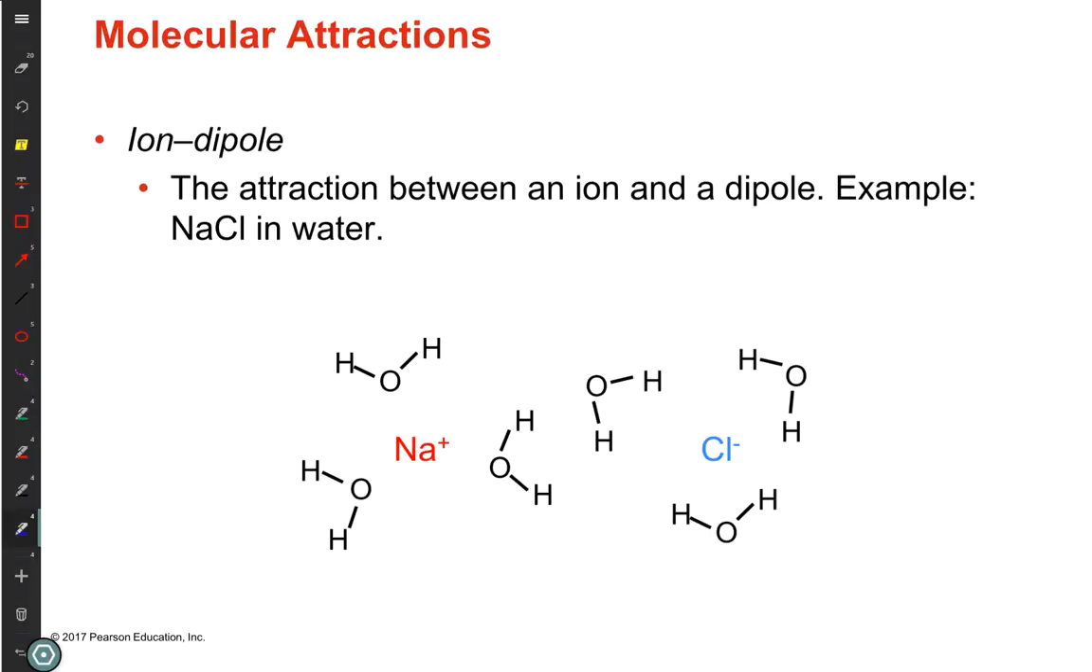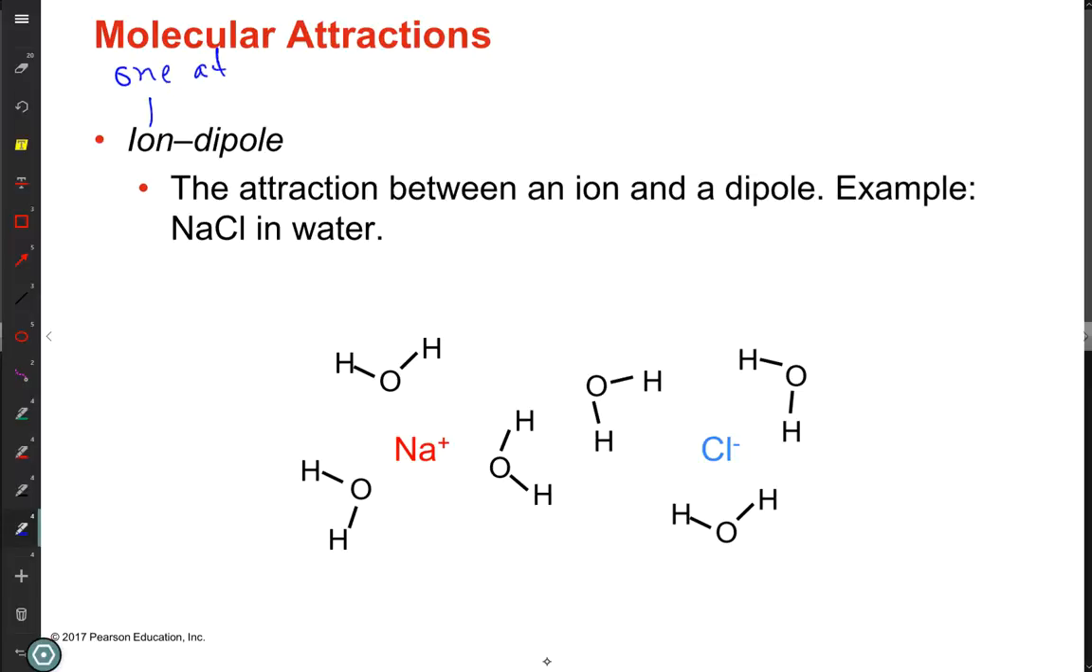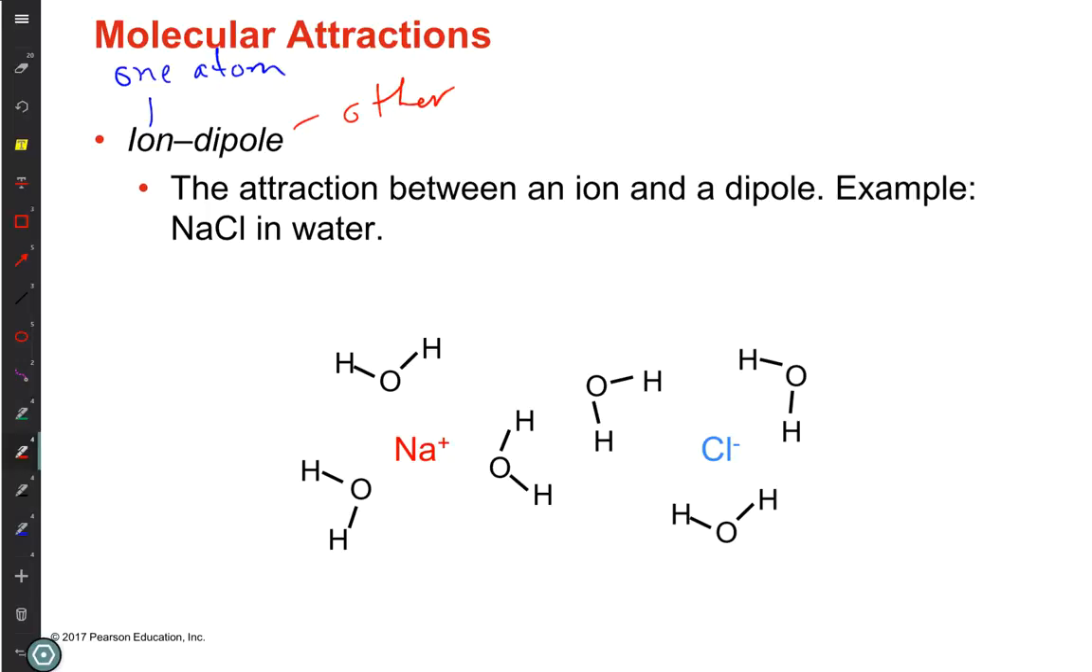So here's another kind of bond. The ion dipole. That means you have one atom as an ion, while the other atom is a dipole. So an example of a dipole we've seen is water, H2O. It's a dipole with a net negative on the O side and positive for the hydrogens.